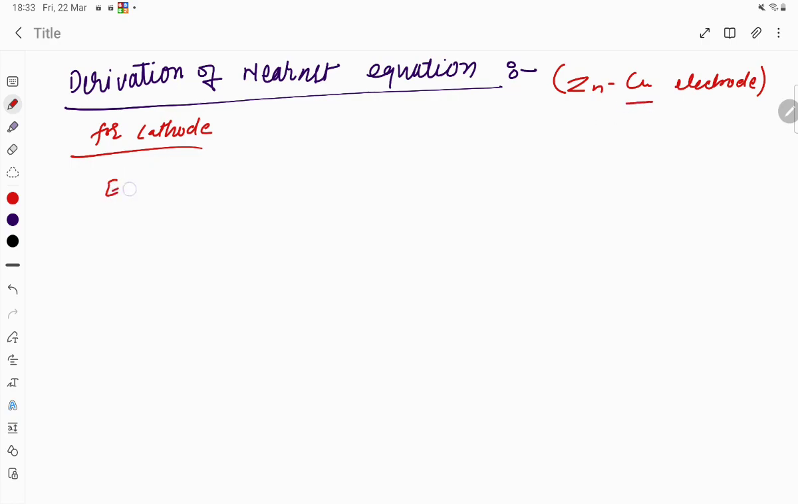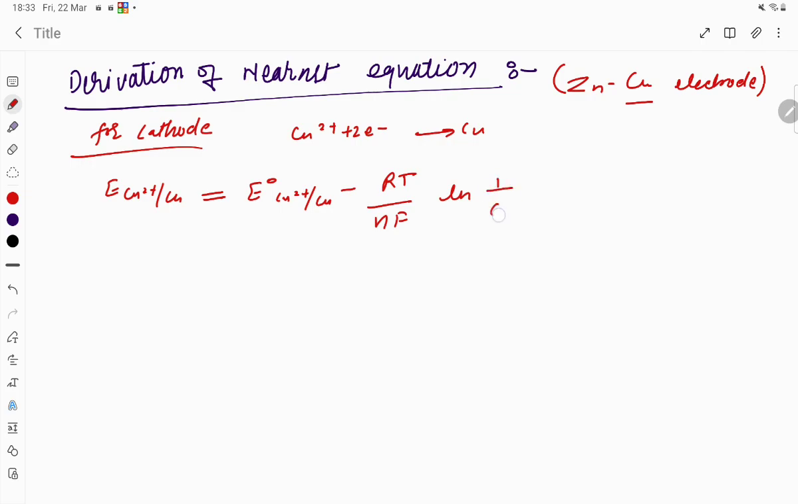So E Cu2+/Cu is equal to, because here the reaction is Cu2+ plus 2 electrons going to Cu, E naught, that is the same copper half reaction Cu2+/Cu, minus RT upon nF ln 1 upon Cu2+. This is equation number 1, friend.